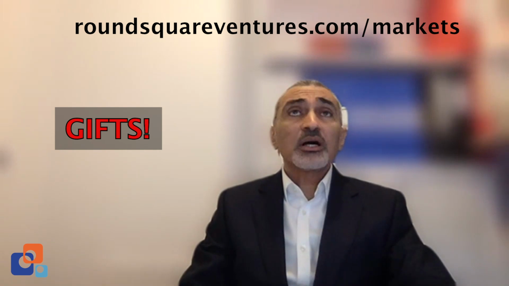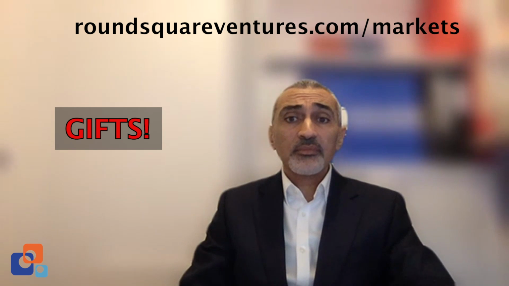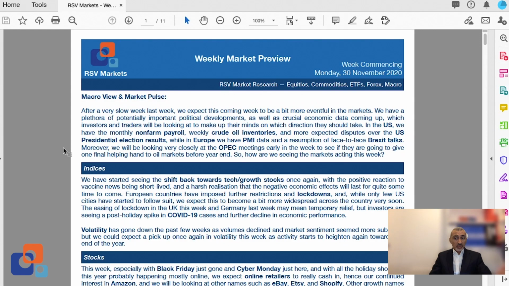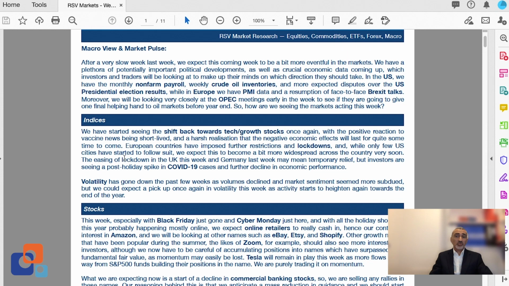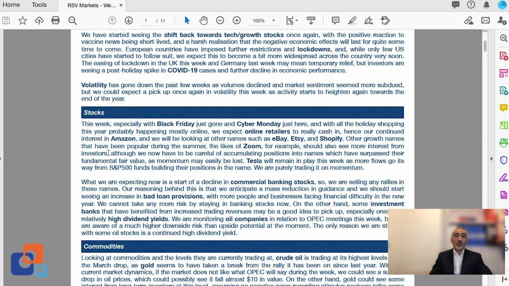Let's have a look at our weekly. In addition to the twice a day, we have the weekly market preview, which is a great resource for swing traders as well as day traders setting up for the week, and for investors to get a general idea of what's happening. It has the same format as the daily cheat sheet, but with the view for the whole week.